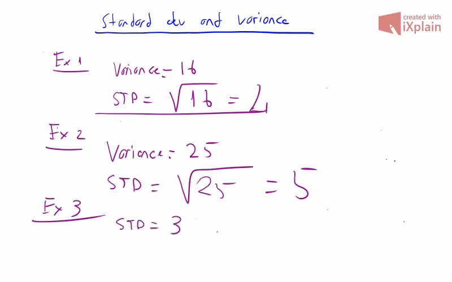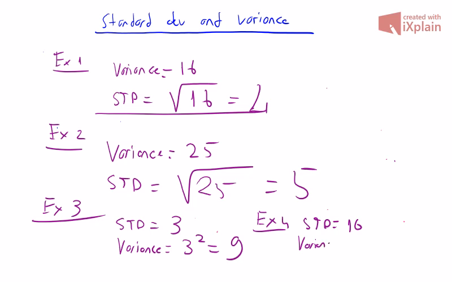So can we calculate the variance from the standard deviation? Yes. So the variance is the square of the standard deviation, which is 3 squared, and it will be equal to 9. Example number 4. If the standard deviation is 10, the variance is going to be 10 squared, which is equal to 100.